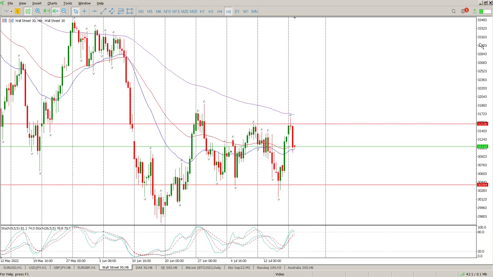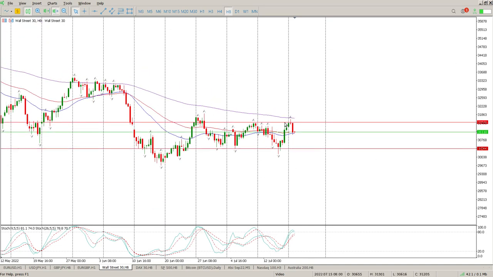As I said yesterday, I wouldn't be wanting to go long in this area. We've got a rejection here. We are now stuck between the moving averages on the 8-hour, and whenever we're stuck between the moving averages like that, that constitutes a range.